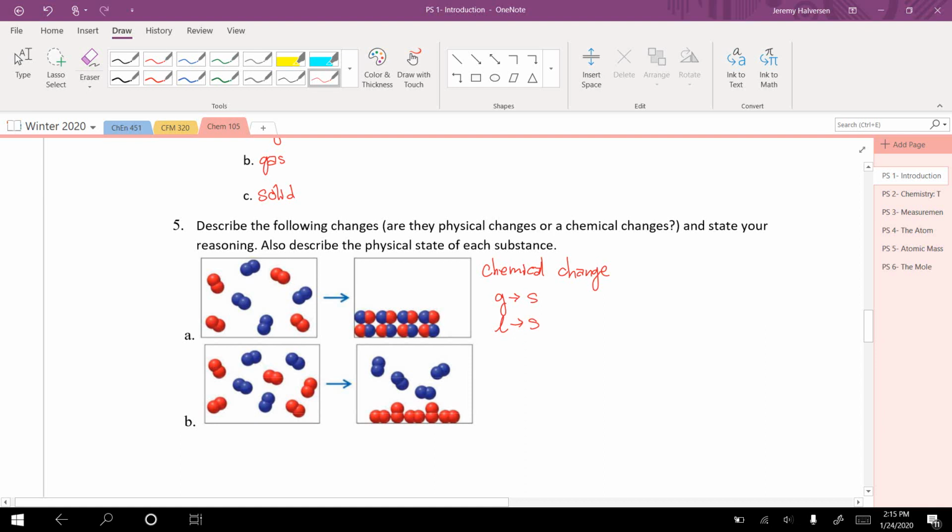And then this second one here, blues with blues stay with blues, and reds with reds stay with reds. So this would be a physical change because at a molecular level, nothing's changed. But then with the phase, so again, if that's a solid or a gas, or a liquid or a gas, we could say it's a liquid or a gas.